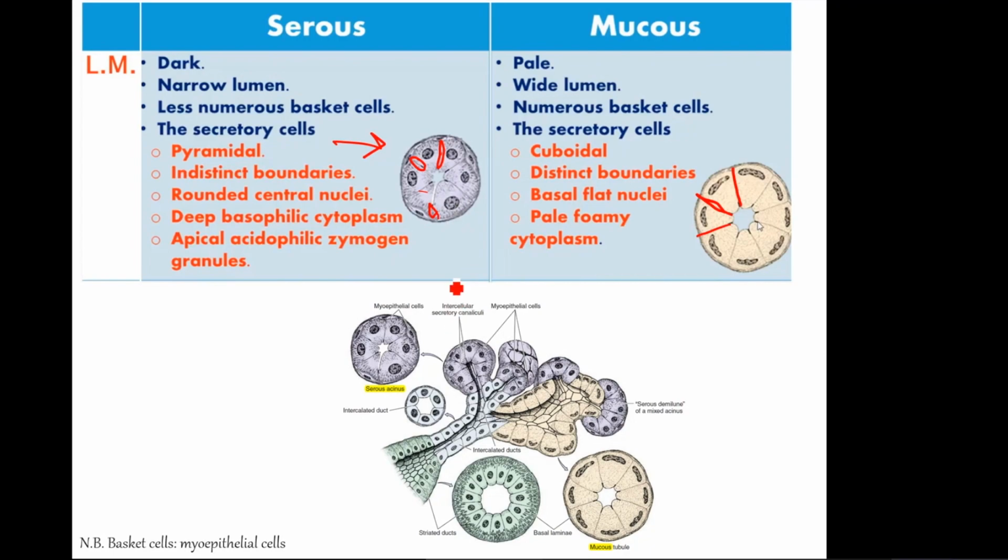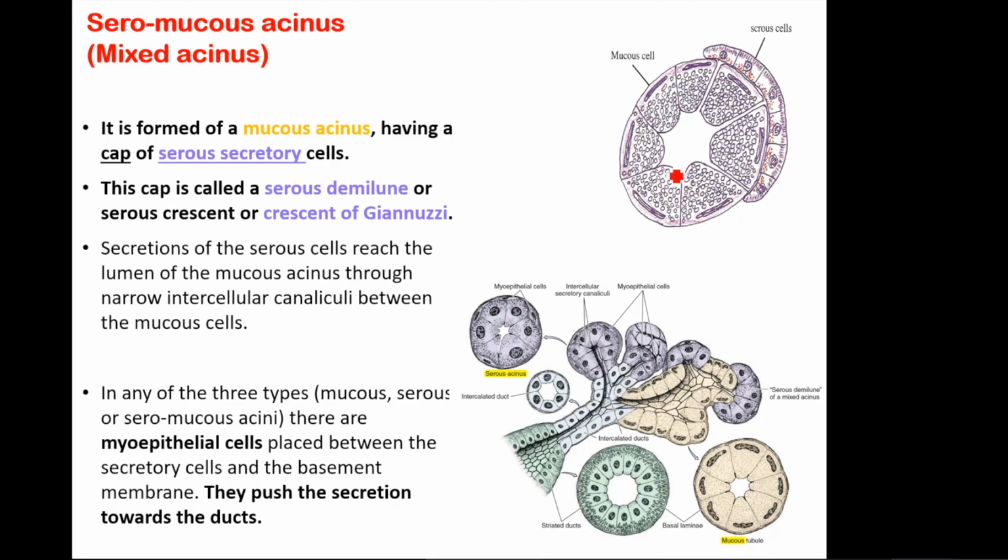So now you have an idea about the serous and mucus. Let us just give you an idea about the mixed one. So look at this example. It's a mucus acinus, but covered by serous acinus. This covered part here, this part of serous, is like a cap, right?